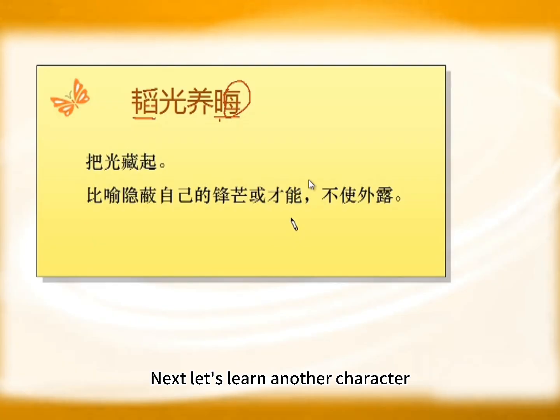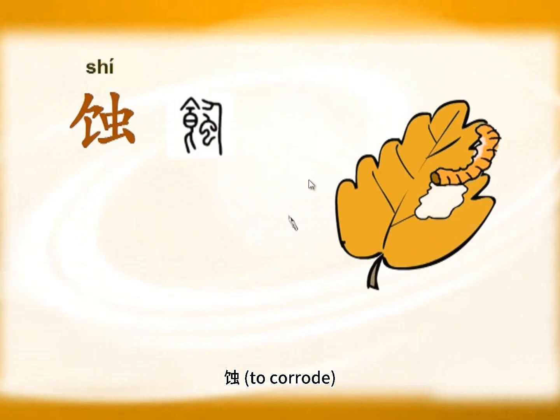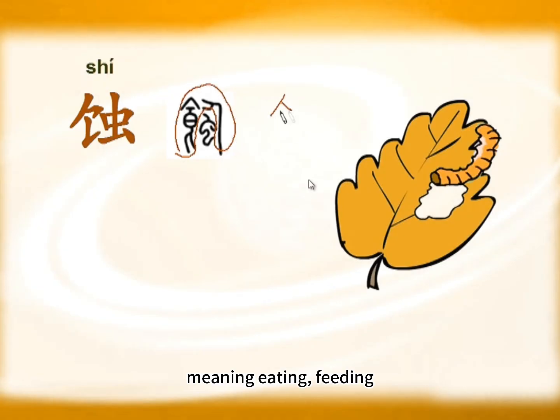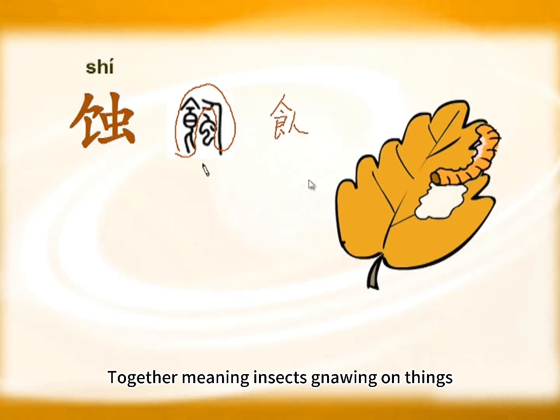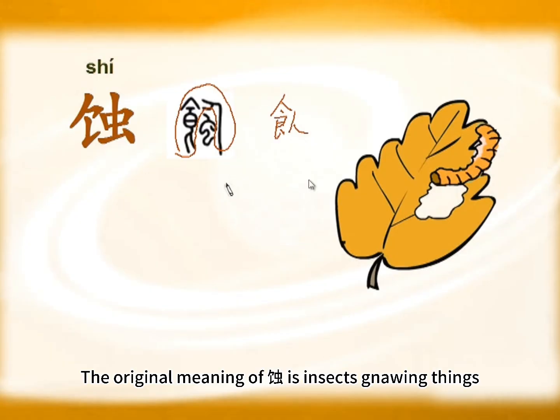Next let's learn another character, 蚀, to corrode. This character's earliest form, left and top parts, are the second form of 食 we discussed, meaning eating, feeding. Right is 虫, insect. Together meaning insects gnawing on things. The original meaning of 蚀 is insects gnawing things.